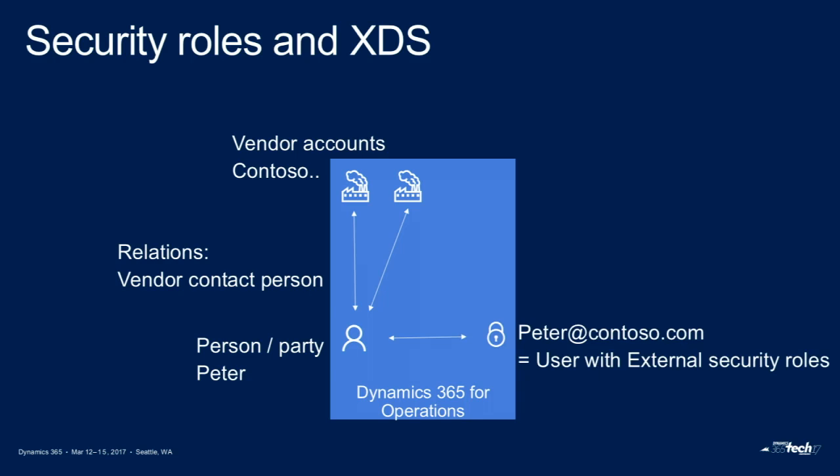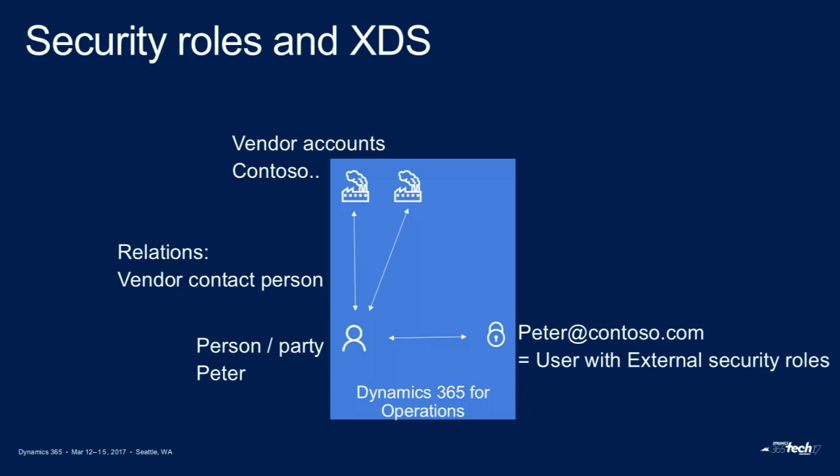So this party is associated with a user. And the user is the place where we put the external security roles. On top of that, we have created a new system external user role, which has fewer capabilities for doing some of the query stuff and so on that other users have in AX. In that way, we're trying to limit what the vendor can actually do in AX.